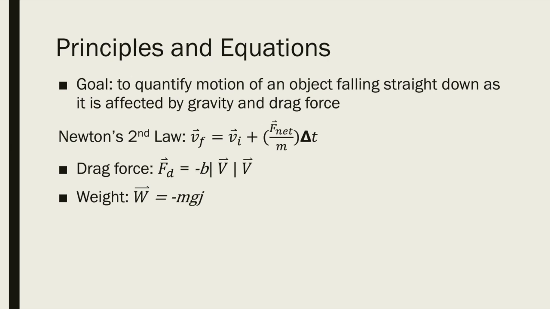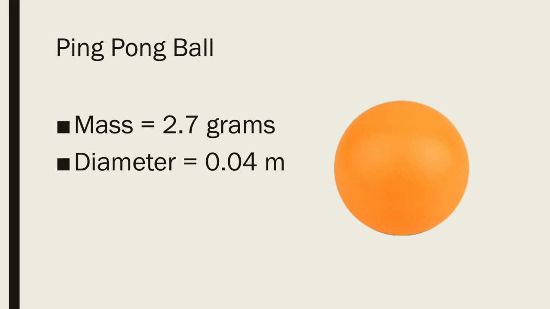The principles applied to this lab are Newton's second law, taking drag force and weight into consideration when finding F net. In this lab, the system is the ping pong ball and its surroundings are everything acting upon it, such as gravity and air. The mass of the ping pong ball is 2.7 grams and the diameter is 0.04 meters. These are important for calibrating the tracker program and updating my computational model.